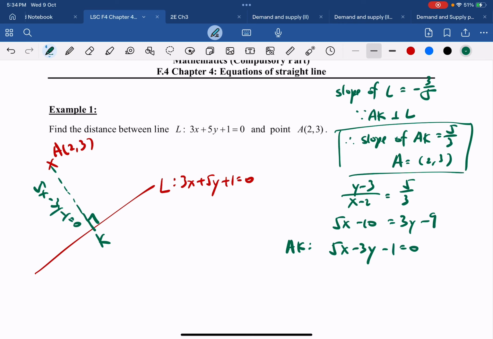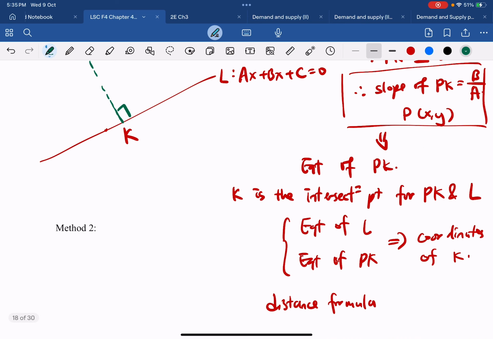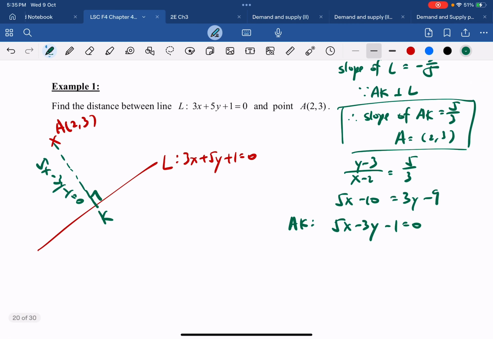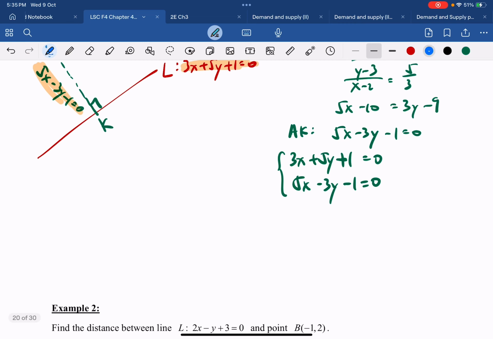Got it? Okay, so now, after we get the equation, what should we do? We find the coordinates of K by setting up a simultaneous equation, right? So we can set up a simultaneous equation between these two: 3x plus 5y plus 1 equals 0, and 5x minus 3y minus 1 equals 0. So let's do the simultaneous equation. For sure you can do it through your calculator program, but I don't have the program in my hand now.